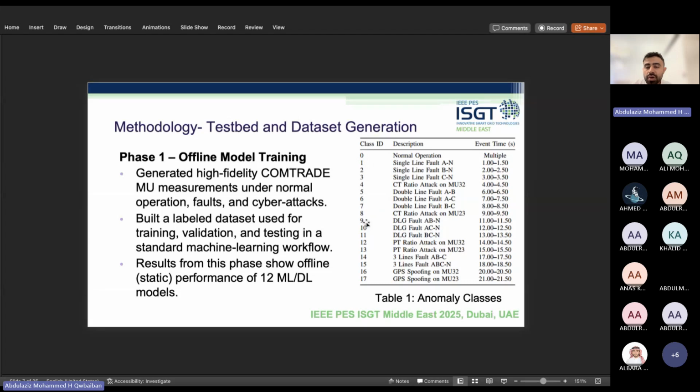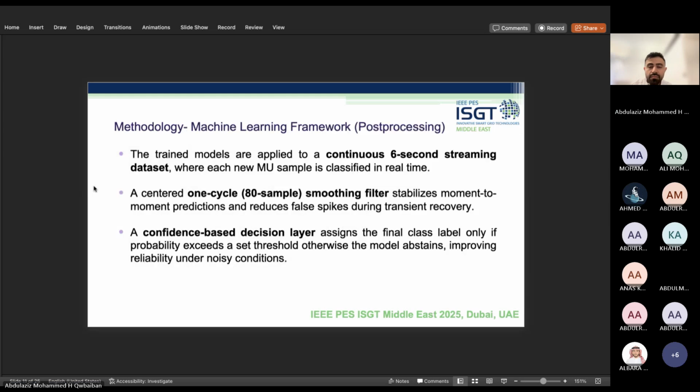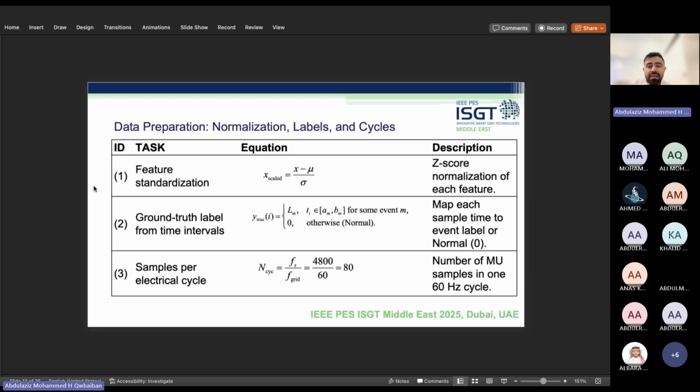0, 1, 2, 3, all the way to 17. Okay? It tells you which attack or which fault. Either we have an attack or fault. This is the math, if you're familiar with Z-score normalization.